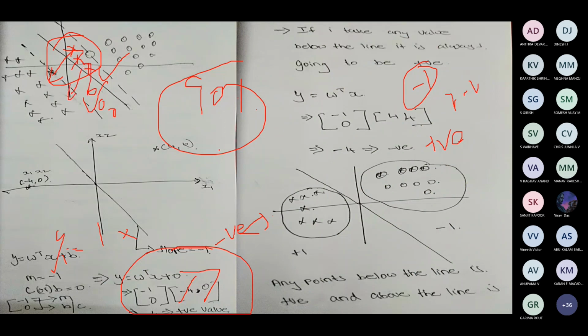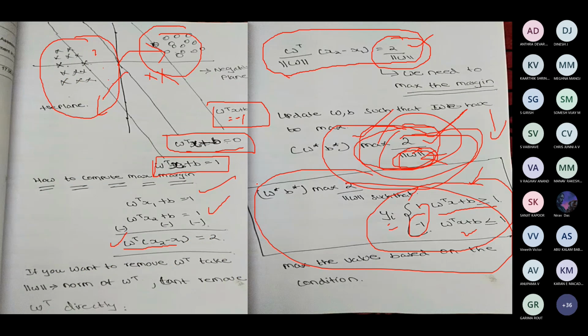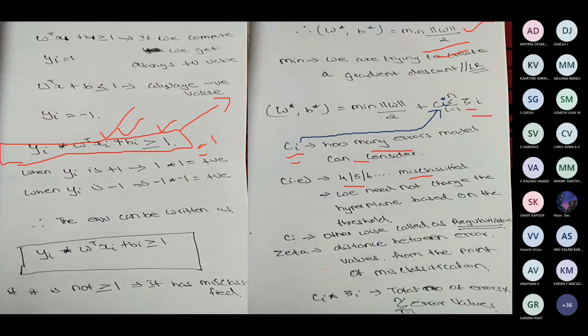Summing up will give me the total value of the error. The zeta is the distance between the error values and the point of misclassification. When we sum up, it gives me the total errors. So this is my overall formula, and this part I have written over here.